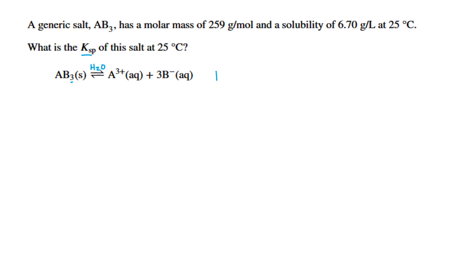Now, this reaction, whenever you have a solid that's dissolving, is a Ksp reaction. And Ksp is going to equal the products over the reactants. And remember, the only things that can go in here are aqueous or gases. So we have the A3+ concentration times the B- concentration, and that is cubed. So in order to find the Ksp of the salt, we need to find the concentration of A3+ and the concentration of B- at equilibrium.